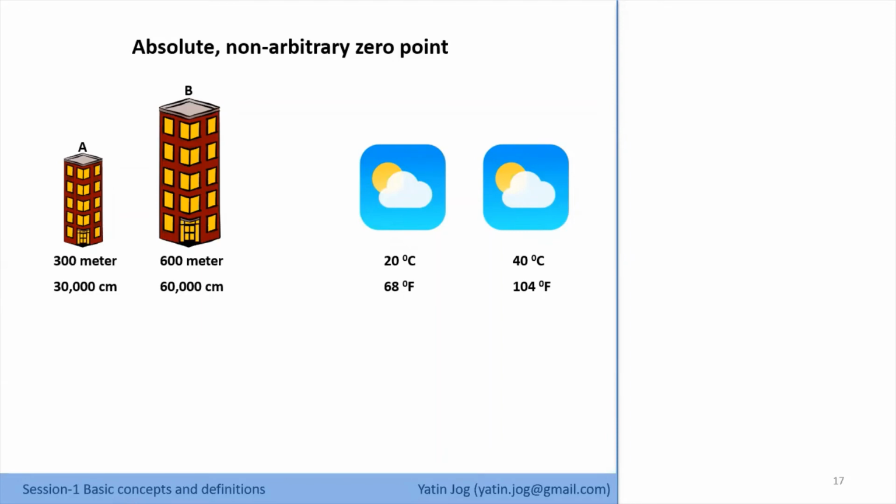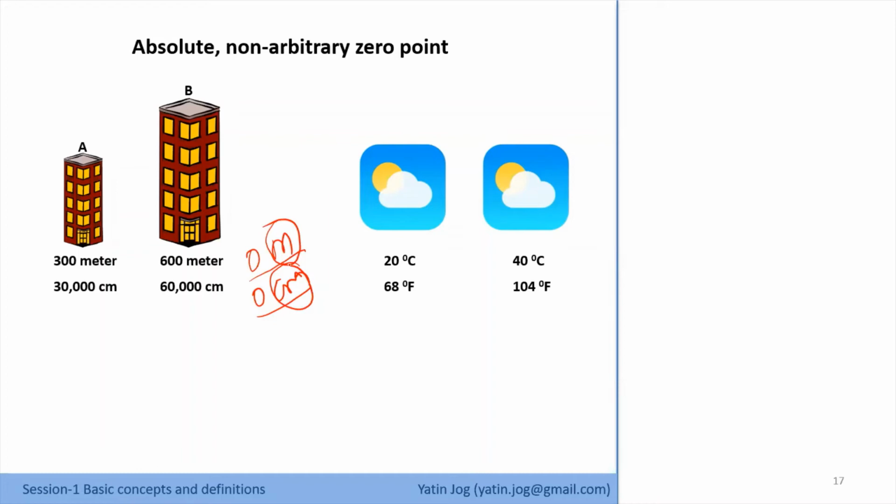Why? Because even if I change the unit of measurement, 0 meters and 0 centimeters are the same. The meaning of 0 is the same for meters as the meaning of 0 in centimeters. That means height as a variable has a defined 0. 0 is 0. You can take any scale, 0 is 0.